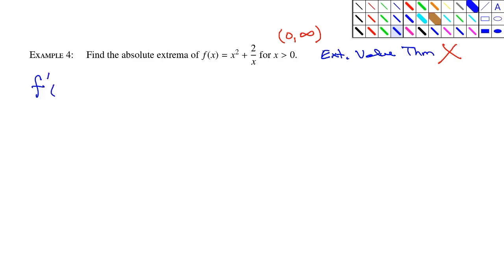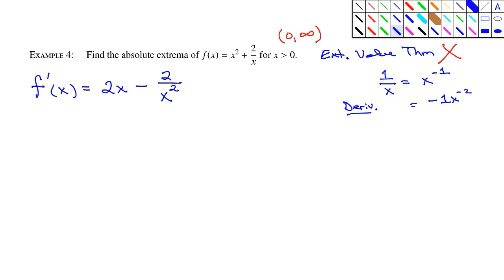So take a derivative, and the derivative of x squared is 2x. The derivative of 2 over x is negative 2 over x squared. And if you haven't figured this one out yet, let me show you real quick. If you have 1 over x, that's equal to x to the negative 1. And so now if we take the derivative, that would be negative 1 times x to the negative 2, which is equal to negative 1 over x squared.